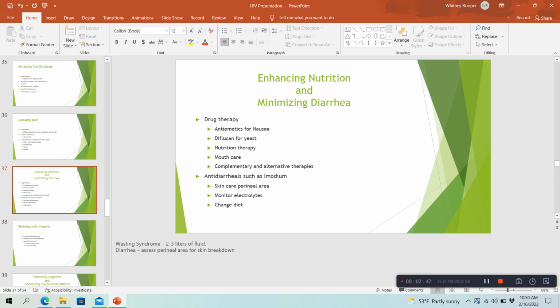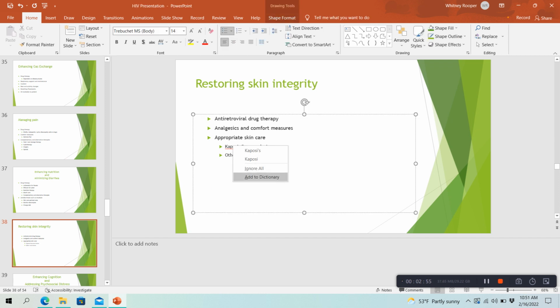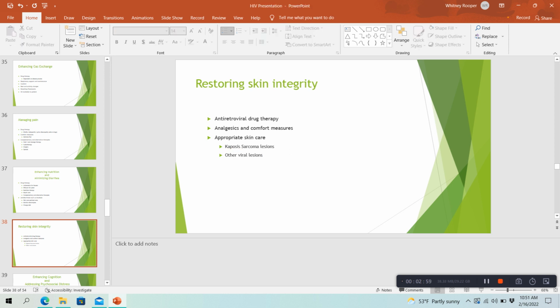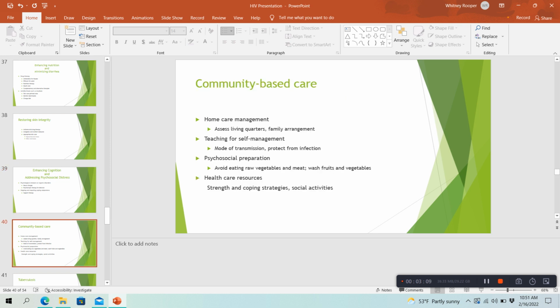Restoring skin integrity. They talked about sarcoma. Just review that, because that commonly occurs with these patients. And then enhancing cognition and addressing psychosocial distress. They went over those as well. Community-based, you can review these things, family arrangements, making sure that they have a support system. If they need a support system, we can do those things as well.